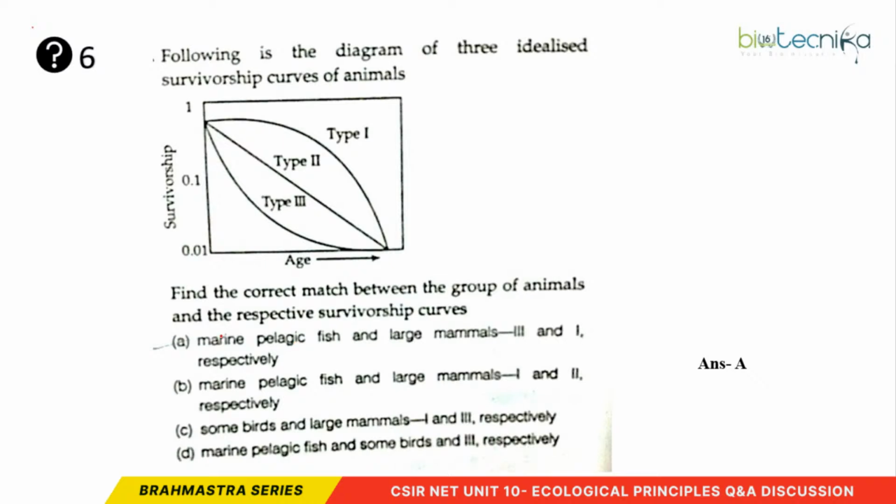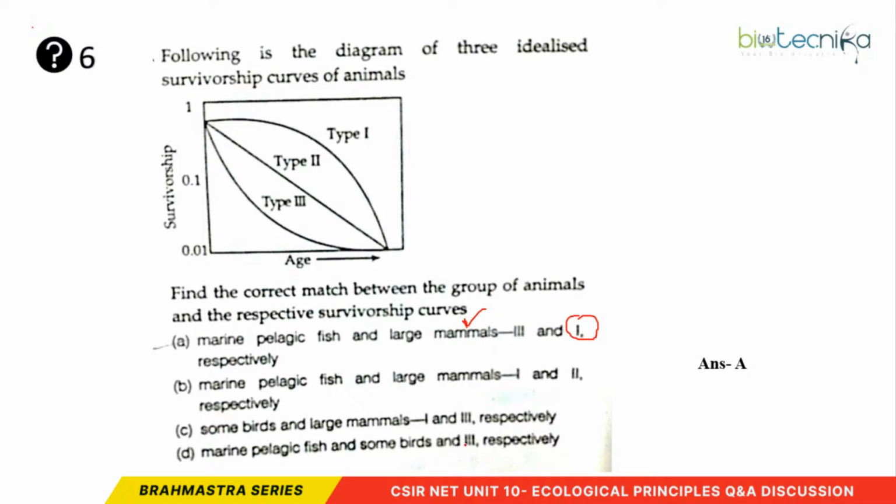So marine pelagic fish and large mammals basically follow type 3 and type 1 respectively. Now be careful. See here. Mammals, they definitely follow type 1. Okay? Which is correct. So if you look here, I'll show you something very interesting. In no other options do you have mammal following type 1. Can you see?